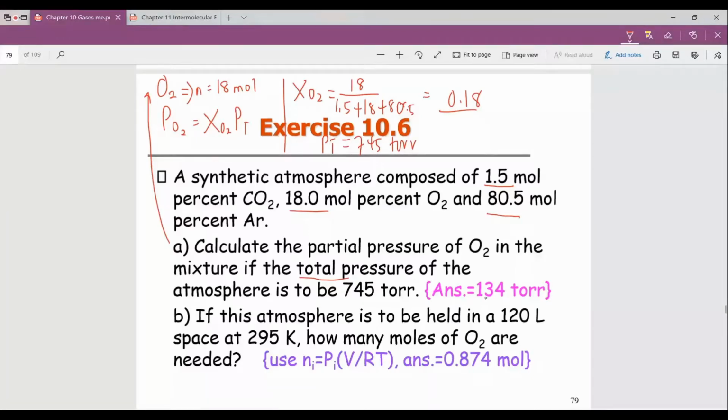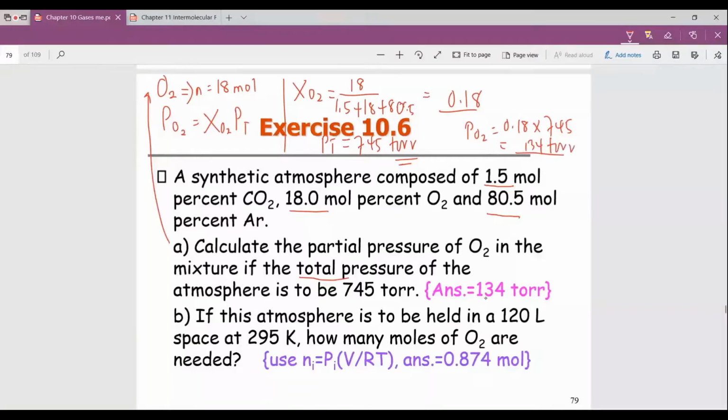We can leave it in torr because we are not using R 0.0821. So P of O2 is equal to 0.18 times 745. So you get the partial pressure for oxygen, 134.